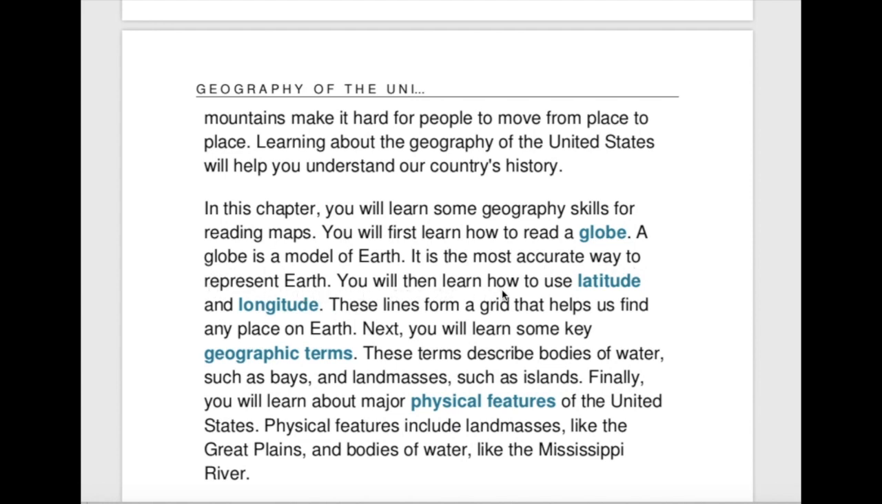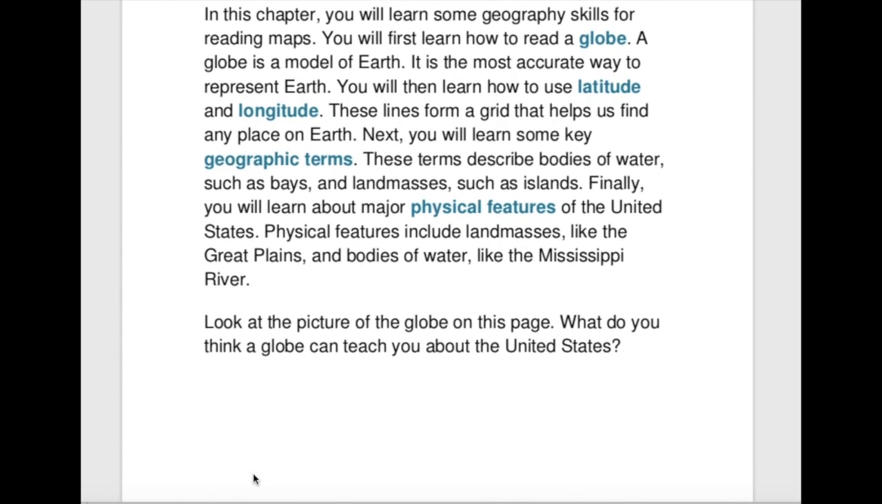You will then learn how to use latitude and longitude. These lines form a grid that helps us find any place on Earth. Next, you will learn some key geographic terms. These terms describe bodies of water, such as bays, and land masses, such as islands. Finally, you will learn about the major physical features of the United States. Physical features include land masses, like the Great Plains, and bodies of water, like the Mississippi River.